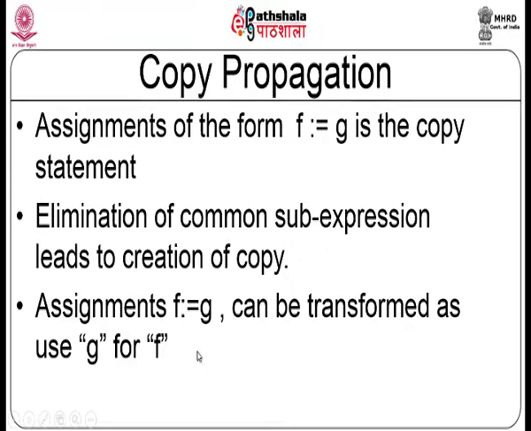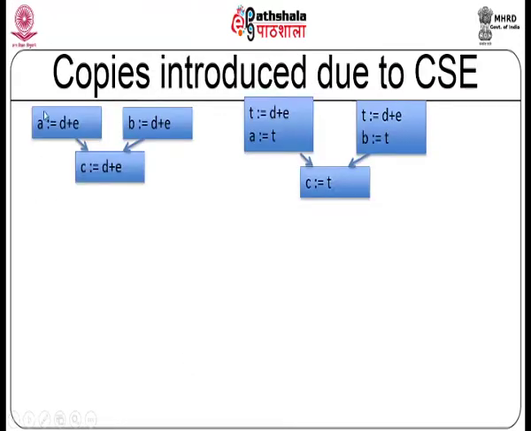So, after ensuring that, I can use g in place of f itself. So, copy propagation is introduced here. For example, I have a = d + e and b = d + e here, and I am computing c = d + e also. How will this get changed? Use a temporary variable t and convert this to a = t.